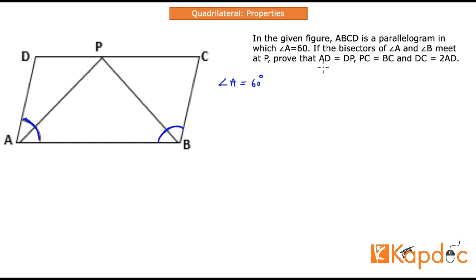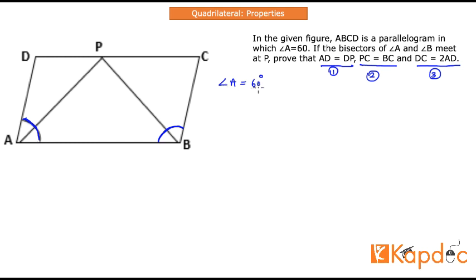So we have to prove three different things. One is to prove that the line segment AD is equal to DP. Okay, that's objective 1. And the second is that the line segment PC is equal to BC. All right, so that's objective 2. And the third is, of course, DC is equal to twice AD. Okay, so these are the three things we have to prove. So let's start with what is given to us.